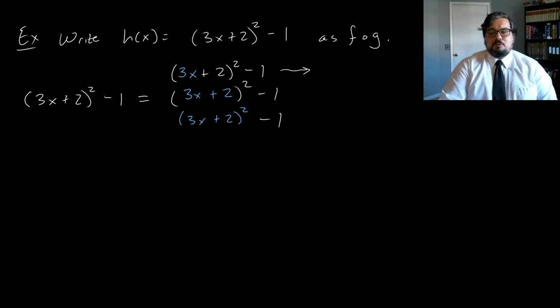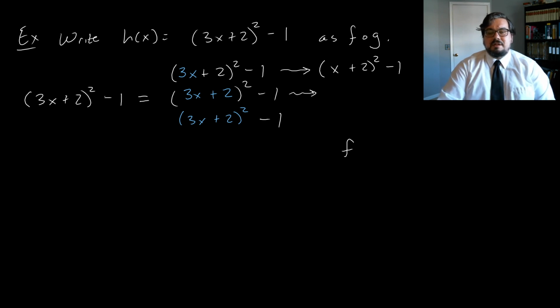And if we take just 3x to be the inside part, the part that we replace with g of x, then that means that f would be the function x plus 2 squared minus 1 in this first case. In the second case, we would replace our whole inside function with x. Make that x squared minus 1. And if we replaced all of 3x plus 2 squared with x, we would just get x minus 1.